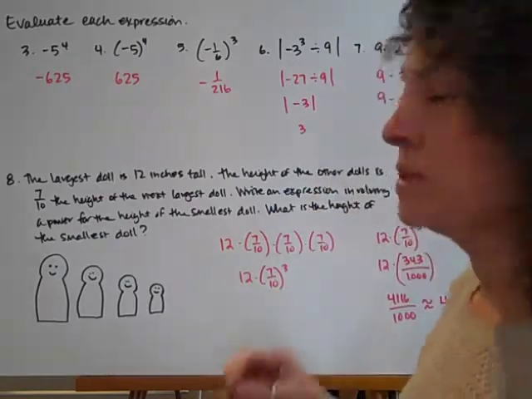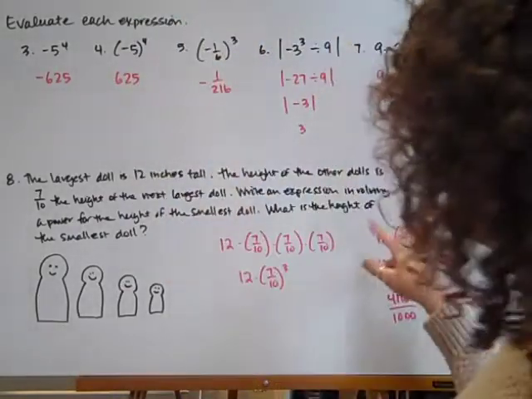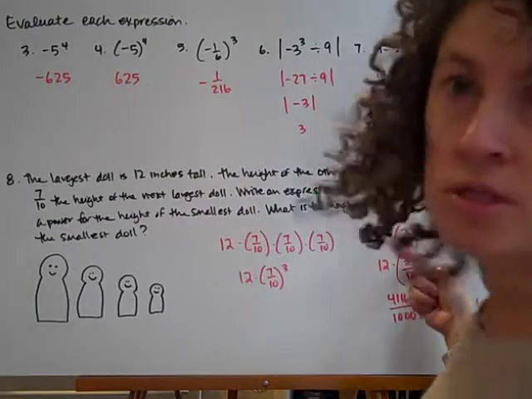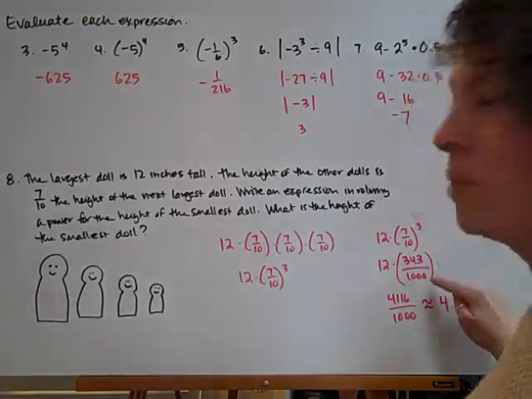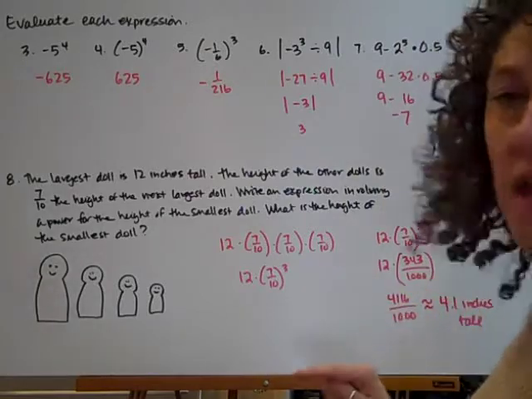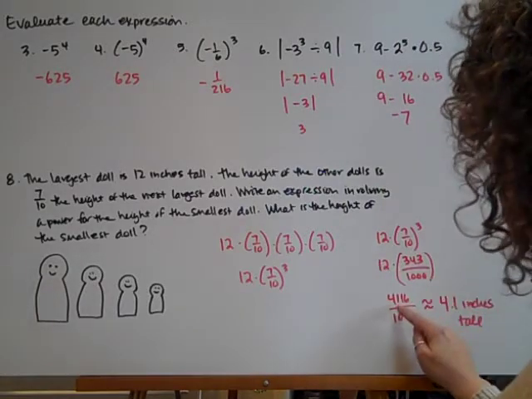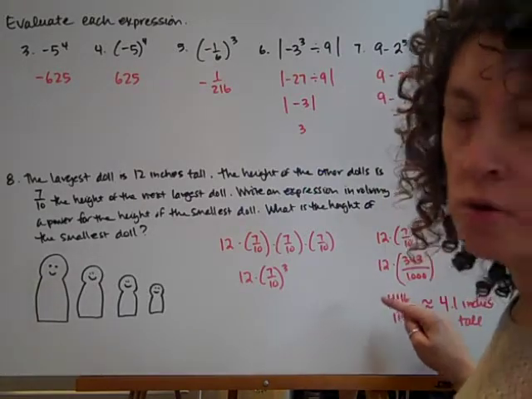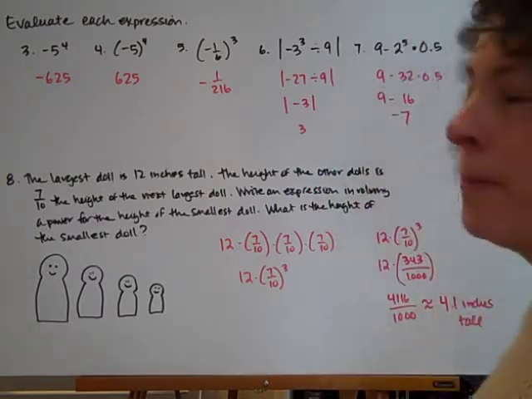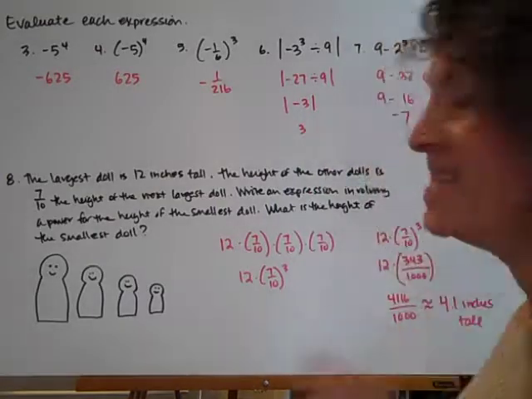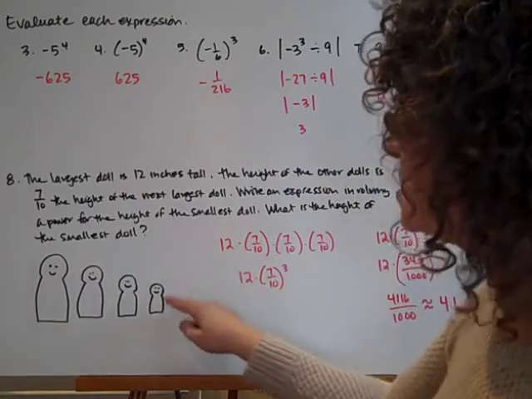The last part asks me what the actual height of the smallest doll is, so I'm going to do this out. So 7/10 to the third power is 343 over 1,000. I grabbed my calculator and multiplied that by 12. I got 4,116 over 1,000, which gives me about 4 and 1/10 inches tall for this smallest doll.